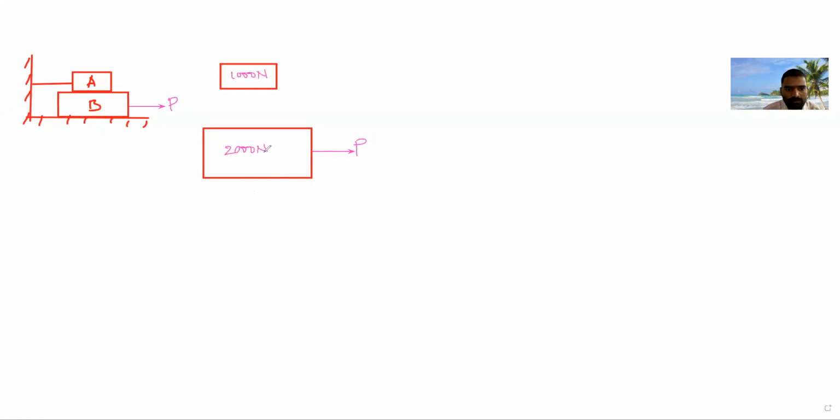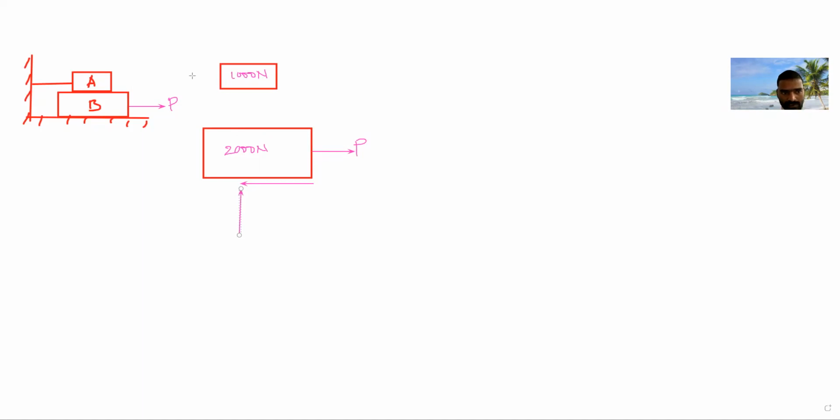When the body is moving in this direction, how will be the nature of the friction? Friction is in the left direction. Is it correct? Yes, sir. Friction is in this direction and the normal reaction is in the upward direction. Is it correct? Yes, sir. When body B is moving in this direction, the force in this cable is in this direction. Hence, body A moves in this direction.